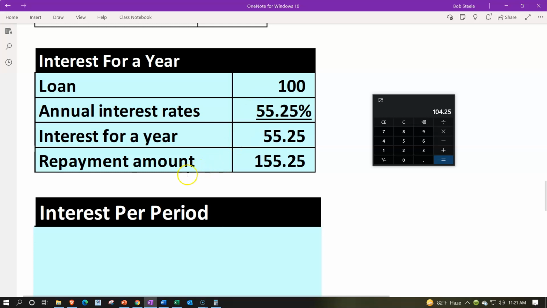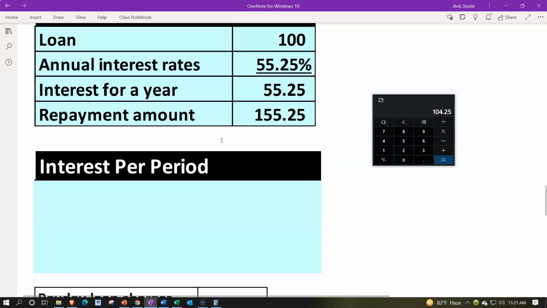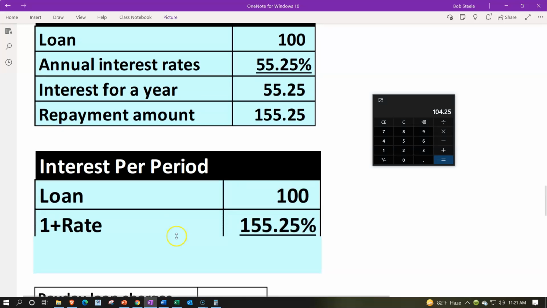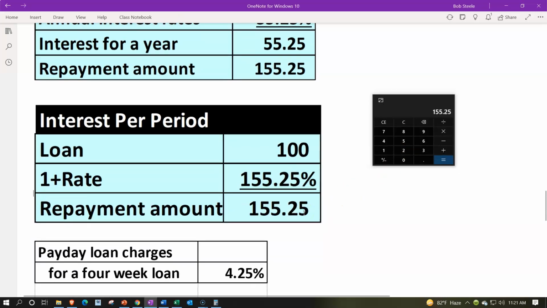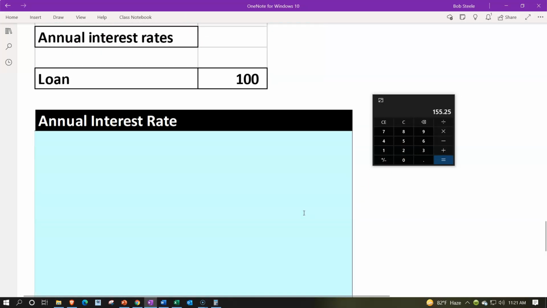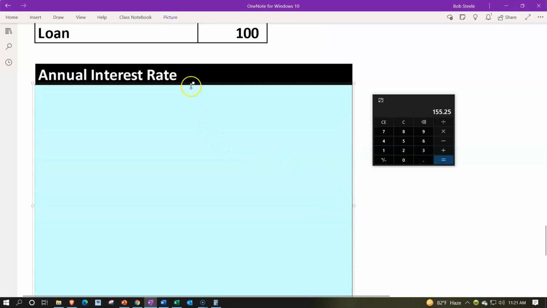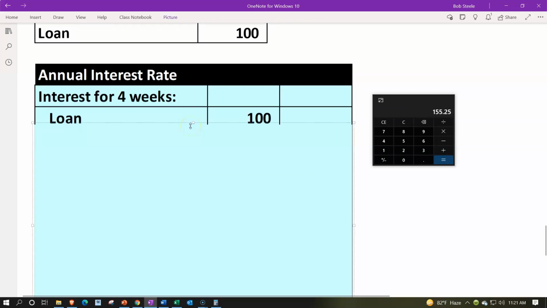And then the repayment amount would be the $100 plus the 55.25, or the 155.25, which you can also calculate by taking the 0.5525 plus 1, which would be the 1.5525, and getting right to that end number by multiplying that times the 100, and that would give us our 155.25.